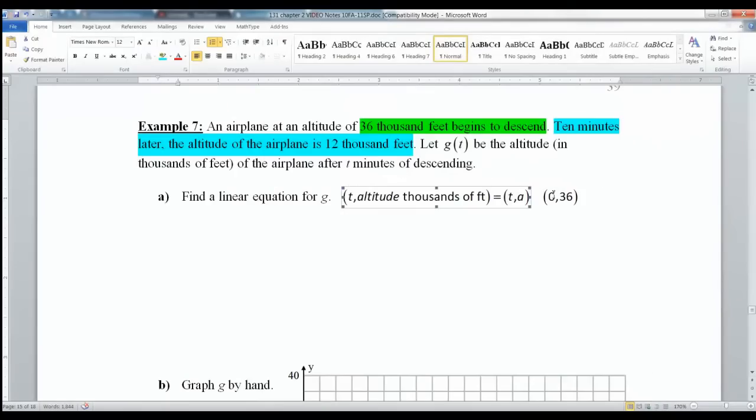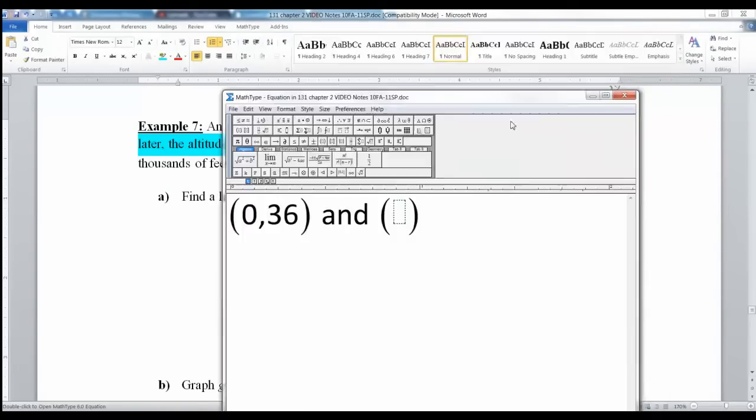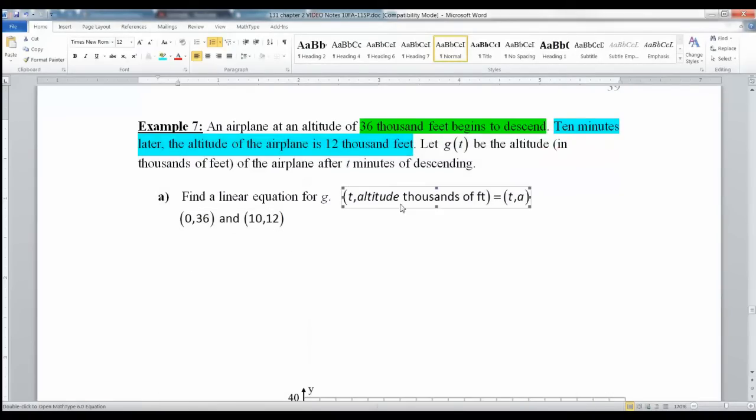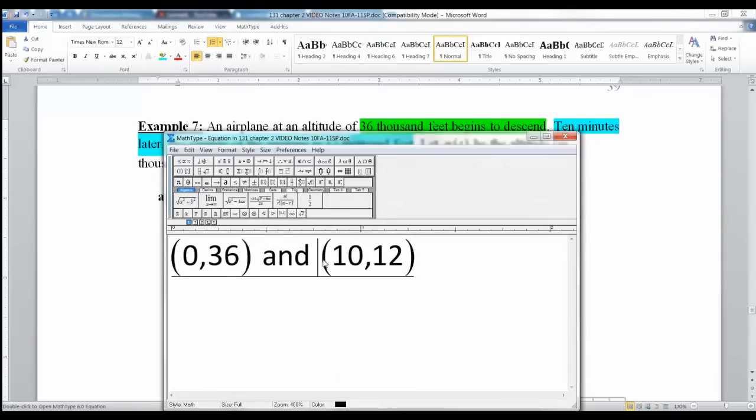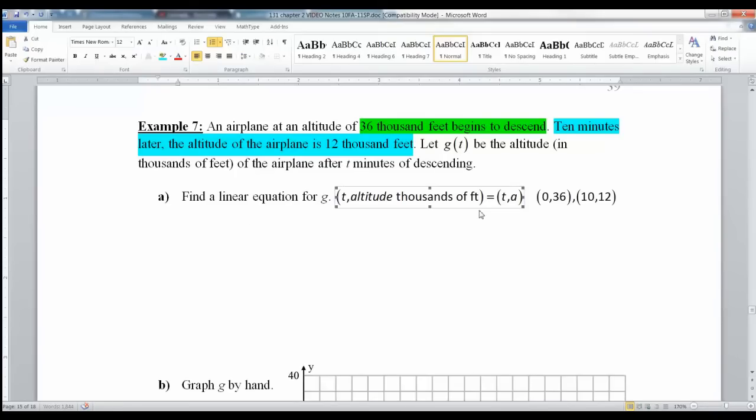Okay. So 0, 36 is 1 point. Then they give me another point of 12 for the y value, I believe. Yeah, 10 minutes later. So 10, comma, 12. So 10 minutes later, I'm at 12,000 feet. Cool. All right, so there's my points.